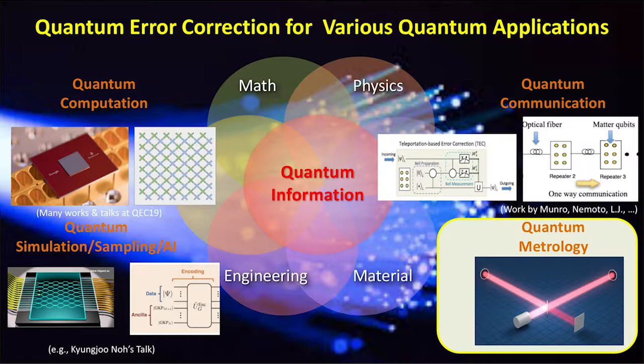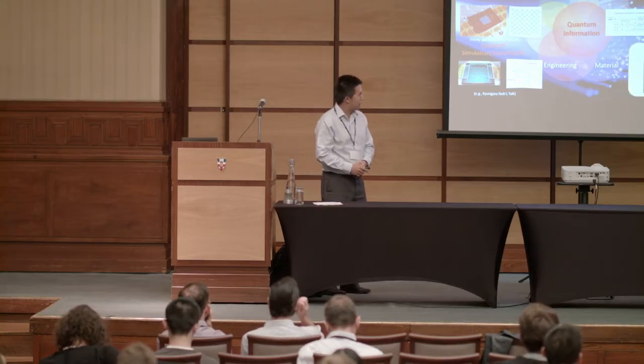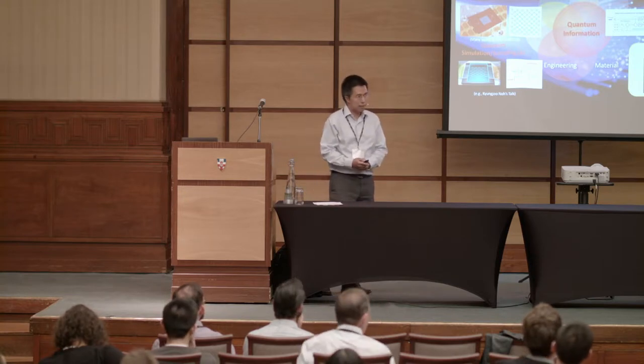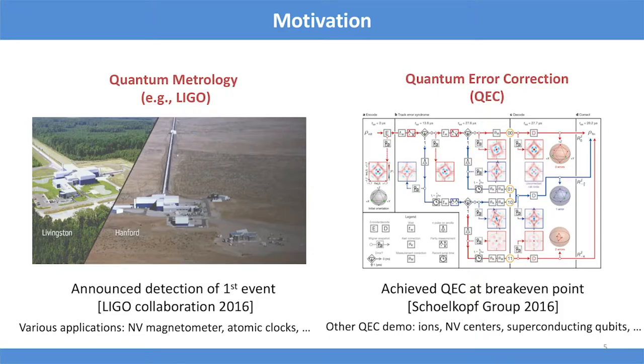And communication, where we can encode information and relay it over a lossy channel and still restore the information. And also, as what Kenjun talked about, we can encode an oscillator into many oscillators to maintain the bosonic nature, and for simulations. And the talk today, I'll be focusing on quantum metrology. Can we use quantum error correction to build better quantum sensors so that we can sense signals more precisely?